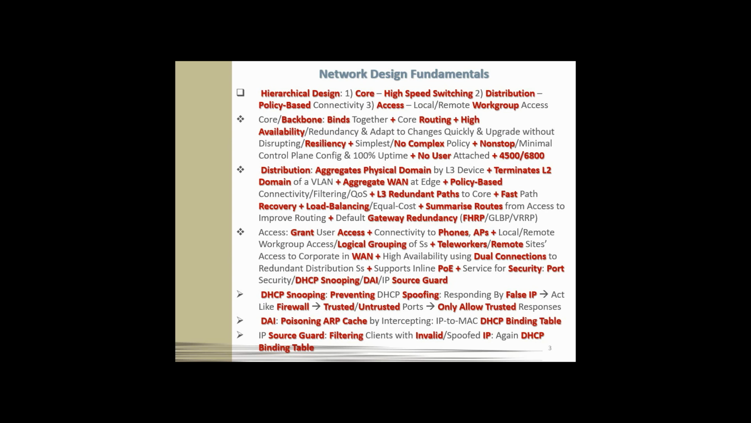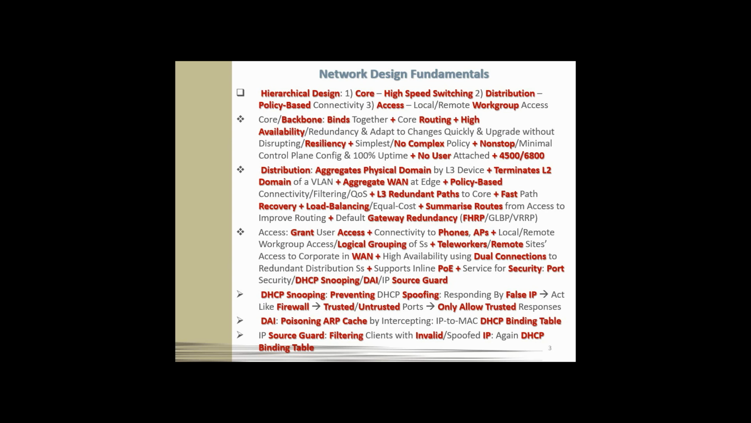In short, core layer is deemed to have high-speed switching. Distribution layer is where we implement policy-based connectivity, and access layer is where we define local or remote workgroup access.